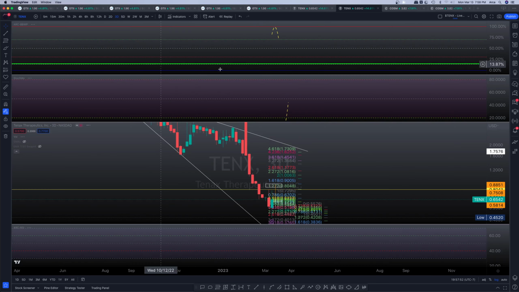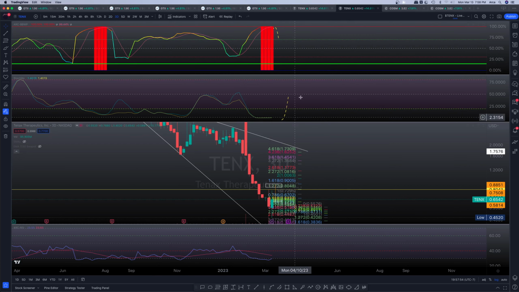So now let's look at the 3-day. The 3-day, same situation here. We're about to start that upside. We're about to get the contraction phase from critical volatility. So this is a very good thing, guys.